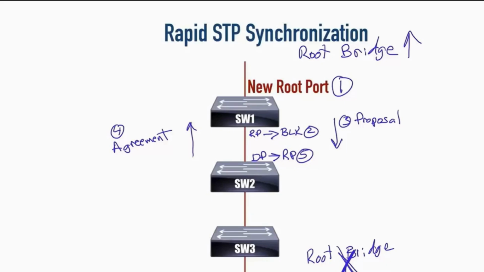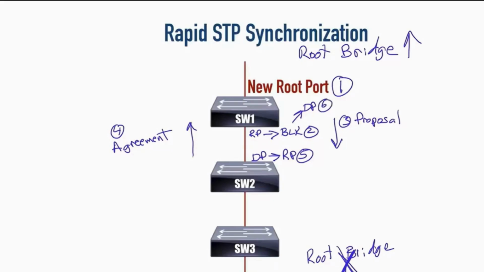But switch SW1 still has a blocking state on its bottom port. But as soon as it receives that agreement message, about the same time that step number 5 is happening, step number 6 happens. We transition from a blocking state and we become a designated port. Now on that segment between SW1 and SW2, the bottom port on SW1 is the closest to the root. That is step number 6.